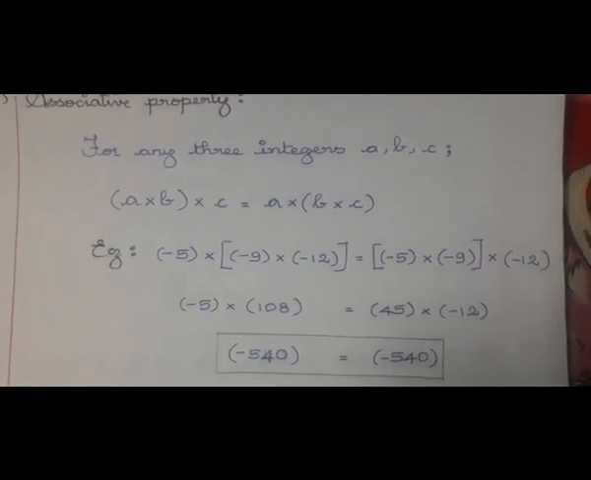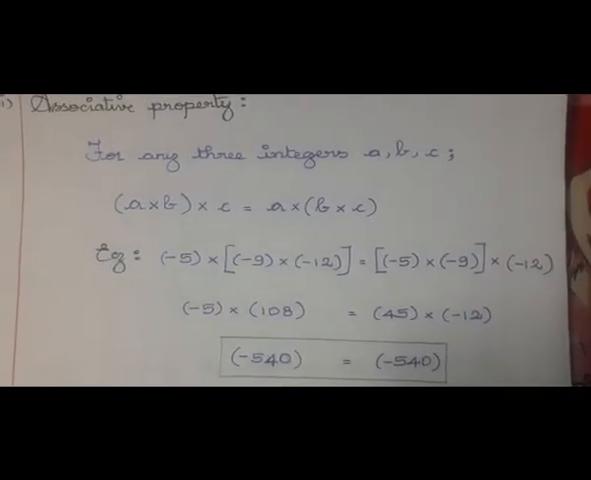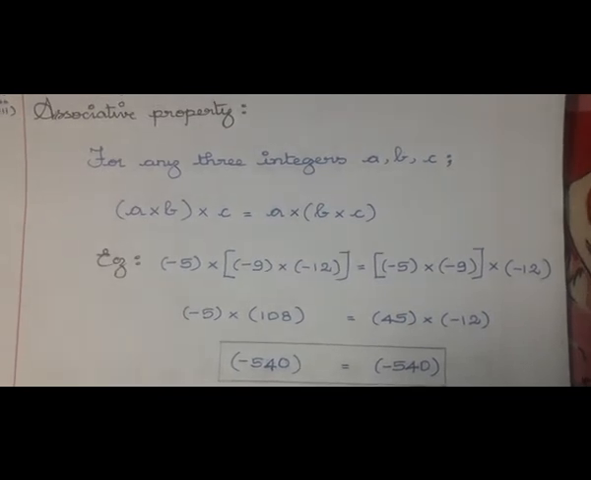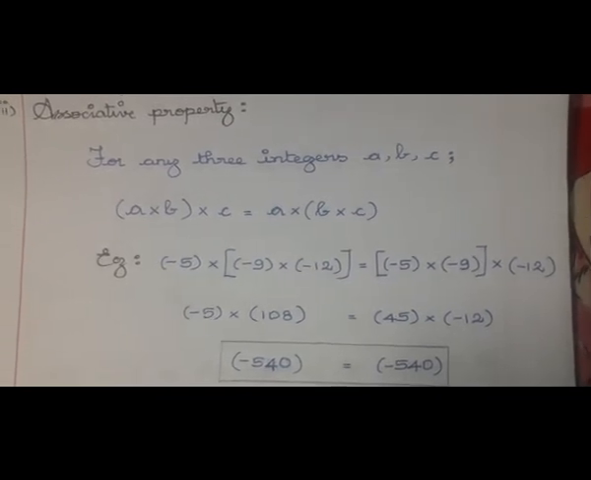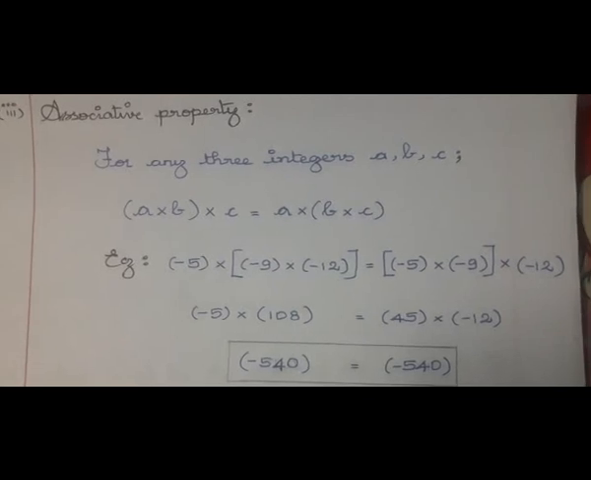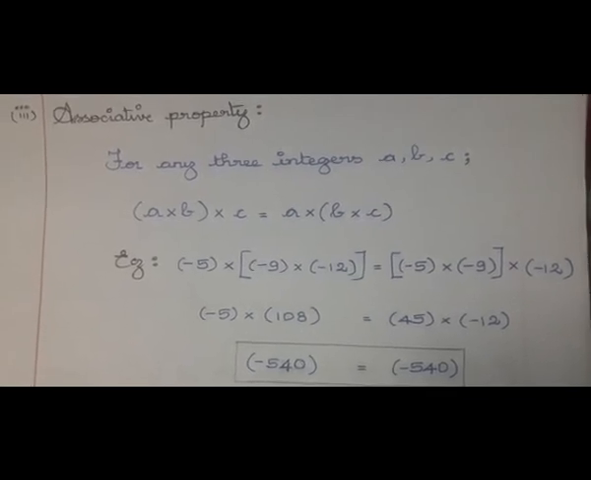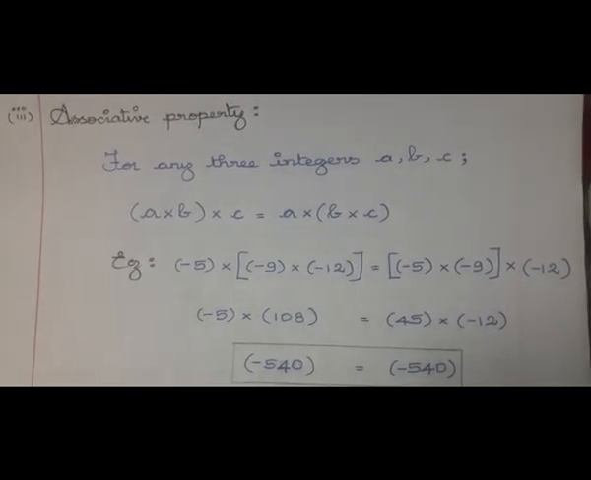Again, come to the right hand side. Right hand side is nothing but we have -5 into -9 first inside the bracket. Since both the integers have a negative sign, minus into minus is plus, and 5 into 9 is 45. The next integer is minus 12.